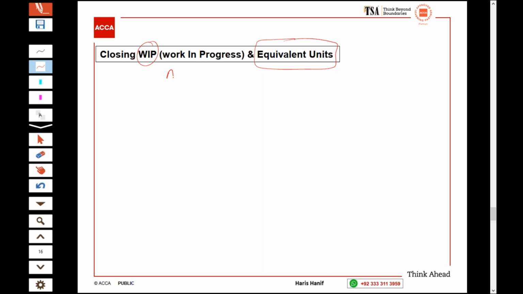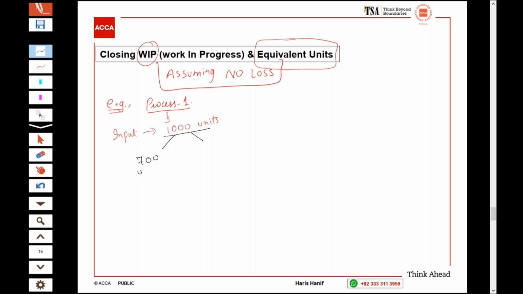Now, assuming no loss. There may be loss, but there is no loss in our course. It is written in your official textbooks that there is no loss in the work in progress and equivalent units. Imagine that this is my process 1, and I had inserted my resources for 1000 units, out of which 700 units are 100% finished.